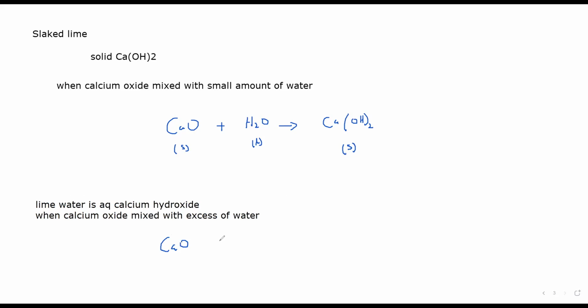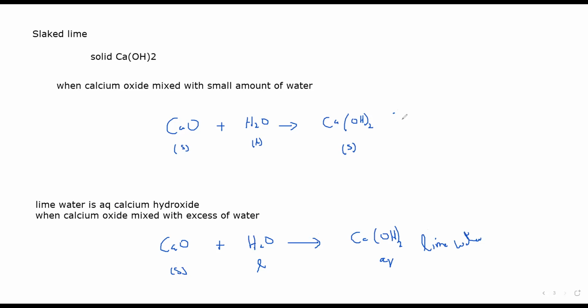The calcium oxide is sparingly soluble. So if we add too much water, what is there in a liquid state? Calcium oxide is a solid. But now we are using more than enough, like too much water. So what is the result? This will also result in the formation of calcium hydroxide. But this calcium hydroxide is aqueous. What we call that is lime water.